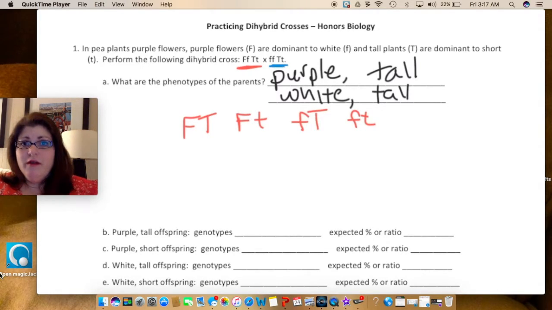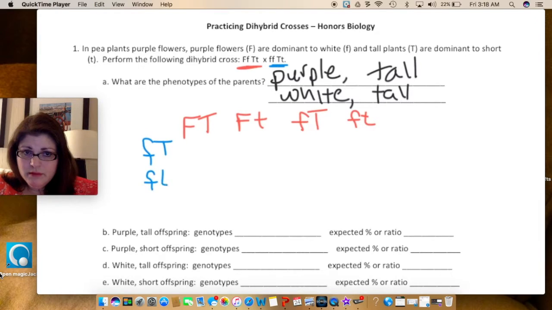For the other one, we're going to look at first, so little f, big T, and then outside, little f, little t. And then inside, little f, big T, and then last, little f, little t. Now, you may notice that there's some repeating there. We'll talk about that in a couple minutes.